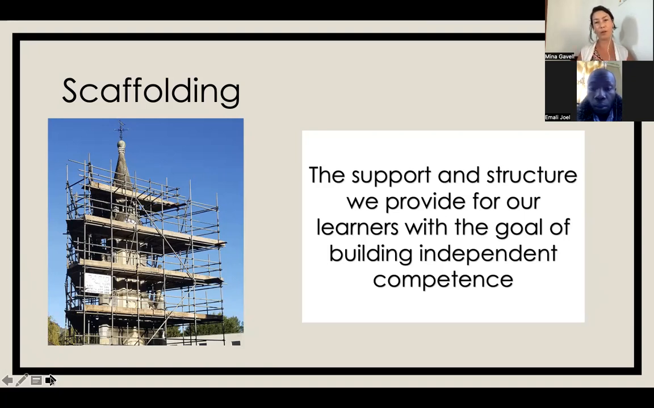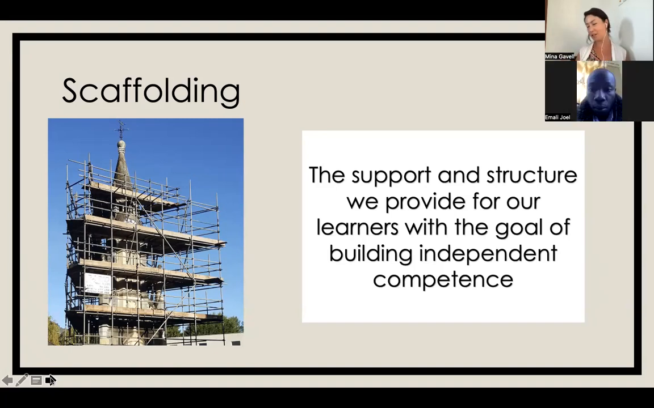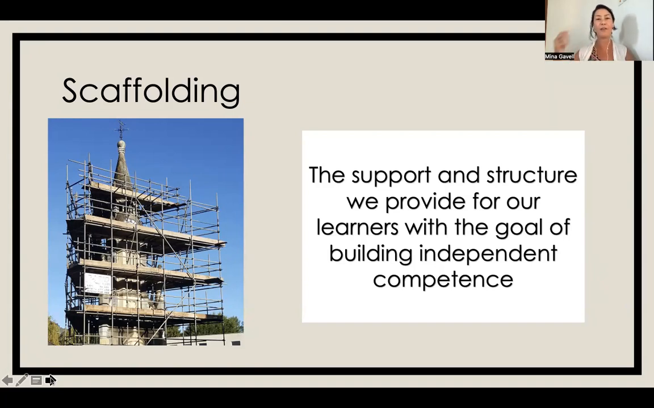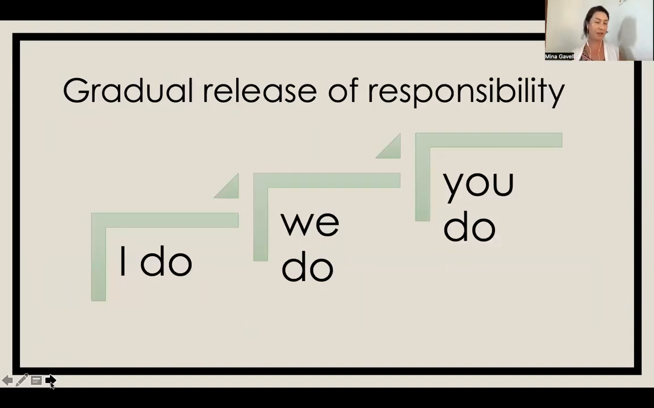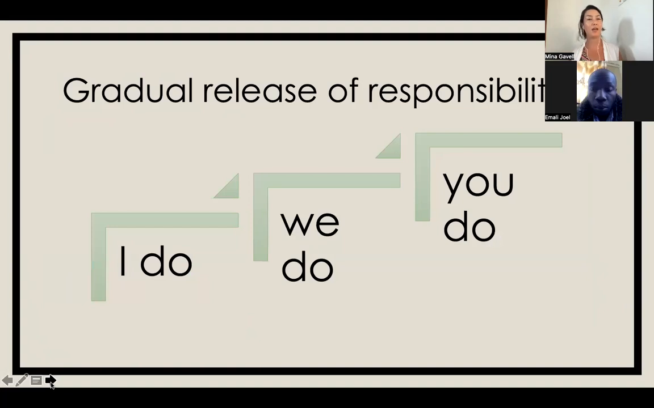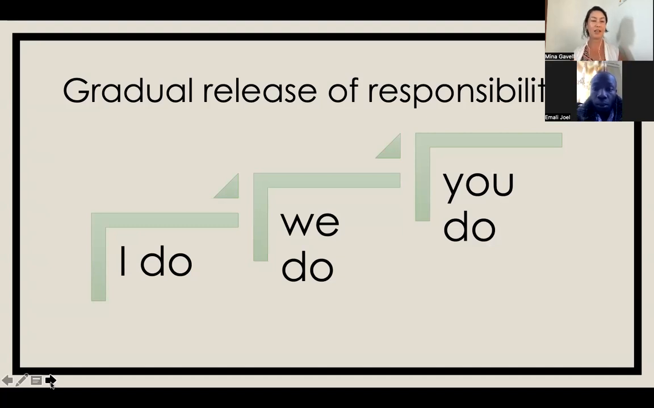We provide support and structure so that we can help build them up so that they can be independent users of language. But we cannot just say, okay, this is the grammar, now go out in the world and use it. No, we need to scaffold them and build them up. So there's several things we can talk about when we talk about scaffolding. One of these is called gradual release of responsibility. So gradual release of responsibility is kind of pushing our learners away from us and making them dependent on themselves.